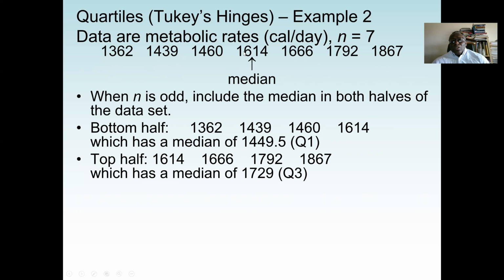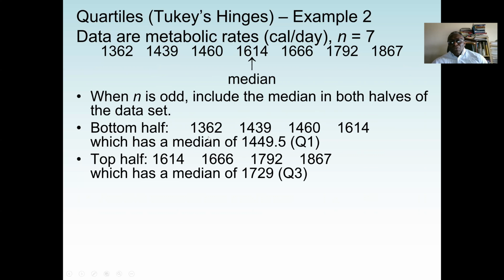1614 will be the median. That's the middle value. So here we say when n is odd, include the median in both halves of the data set. So if I'm going to look for Q1, I will include 1614 to the left. If I'm going to look for the Q3 for the data set, I will include 1614 to the right.